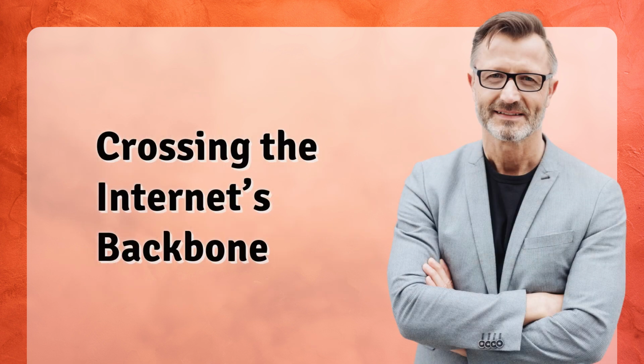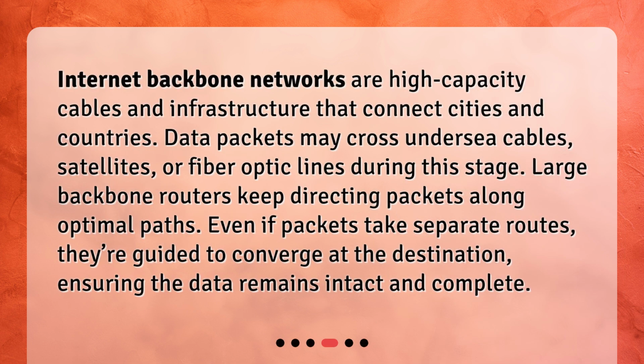Crossing the internet's backbone. The backbone networks are high-capacity cables and infrastructure that connect cities and countries. Data packets may cross undersea cables, satellites, or fiber optic lines during this stage. Large backbone routers keep directing packets along optimal paths. Even if packets take separate routes, they're guided to converge at the destination, ensuring the data remains intact and complete.